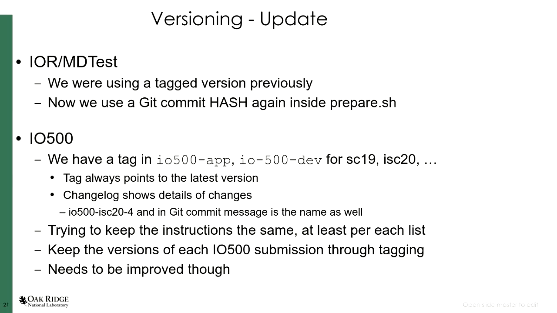Versioning update, this is older, but we continue to have it. We were using a tag version previously. I now have a hash inside prepare.sh. And we added that in every submission, we have a tag like IC20, and that IC20 points to the latest version. So for example, we have IC20 minus 4 in Git, and the IC20 always points to the last version.